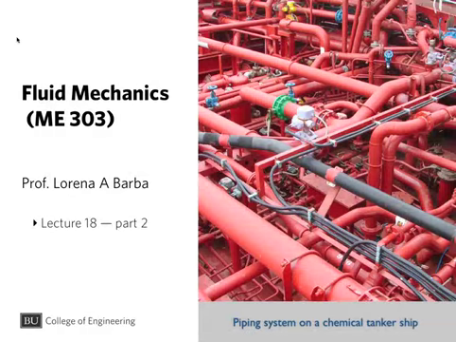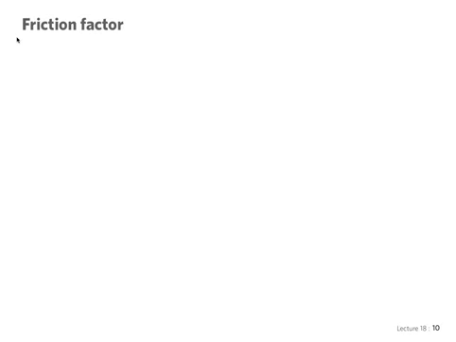Okay, let's go back to pipe flow. So let's discuss now something called the friction factor. This comes from a consensus in engineering, which is that we usually non-dimensionalize many quantities. It makes things easier, and in particular, things that have to do with pressure are often non-dimensionalized with the dynamic pressure.